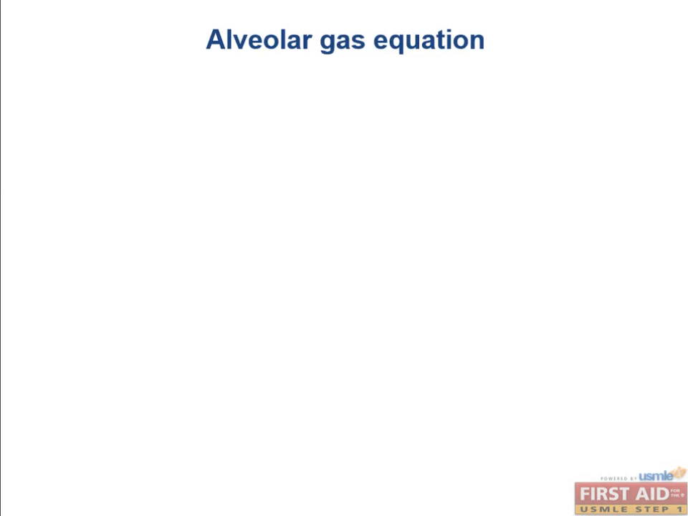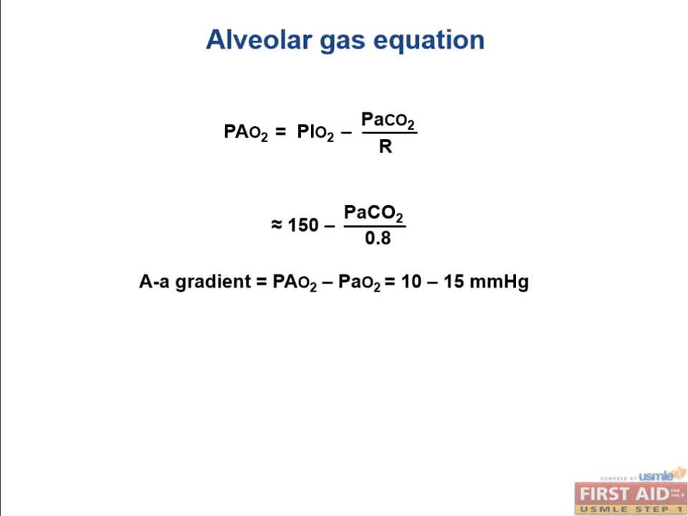The alveolar gas equation is used to calculate the alveolar-arterial gradient, or the AA gradient, which is useful when trying to figure out the cause of hypoxemia, which we'll discuss next. PA is the alveolar oxygen partial pressure. PI is the partial pressure of oxygen in inspired air, and PaCO2 is the carbon dioxide in the arteries. R is the respiratory quotient, or 0.8. Ultimately, you can estimate the PaO2 by knowing the PaCO2 from the arterial blood gas.